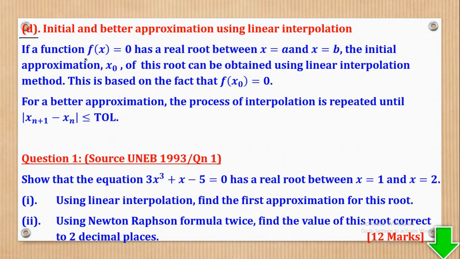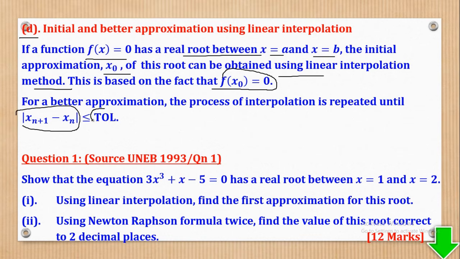So if a function f(x) equal to 0 has a real root between x equal to a and x equal to b, the initial approximation x naught of this root can be obtained using linear interpolation method. And this is based on the fact that f(x naught) is equal to 0. Therefore, for a better approximation, the process of interpolation is repeated until the difference between the two successive values is less than the tolerance. So I think we saw this.